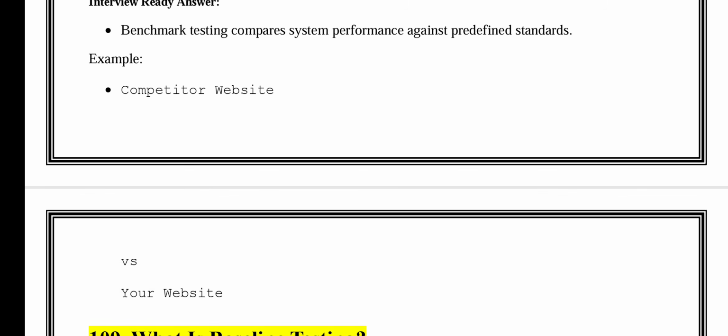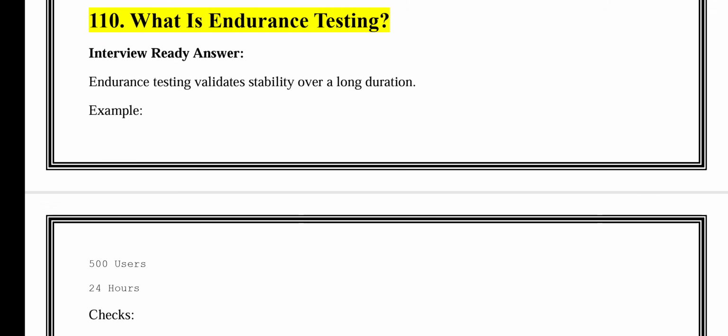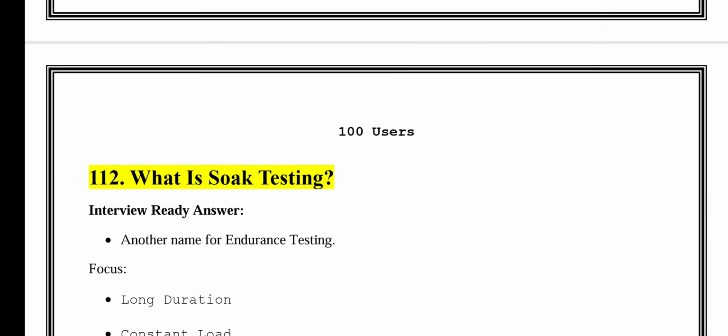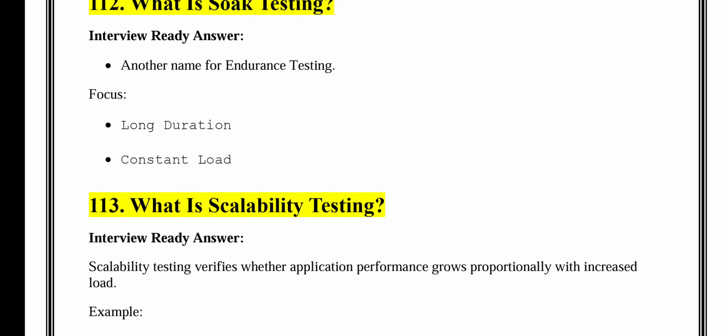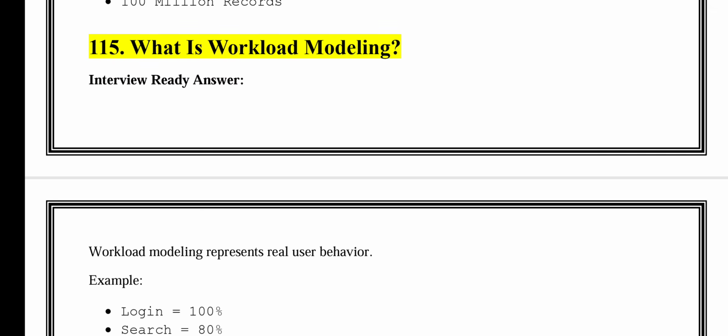What is benchmark testing? What is baseline testing? What is endurance testing? What is spike testing? What is soak testing? What is scalability testing? What is volume testing? What is workload modeling?